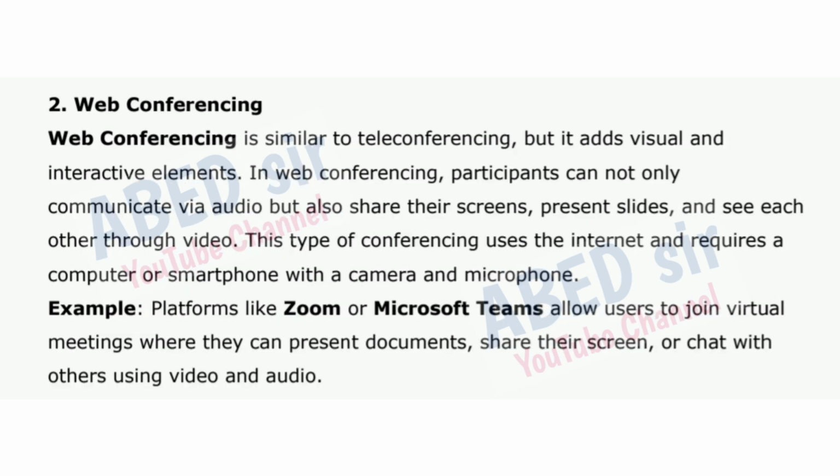2. Web conferencing. Web conferencing is similar to teleconferencing, but it adds visual and interactive elements. In web conferencing, participants can not only communicate via audio but also share their screens, present slides, and see each other through video. This type of conferencing uses the internet and requires a computer or smartphone with a camera and microphone.